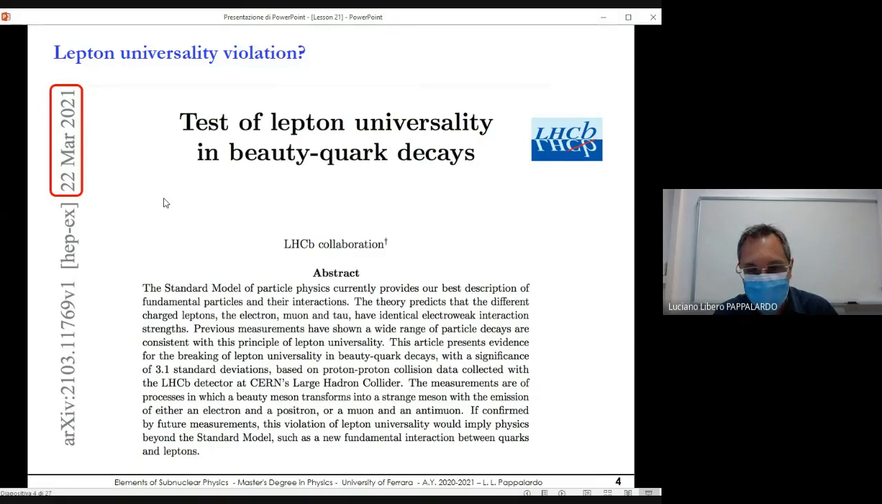Previous measurements have shown that a wide range of particle decays are consistent with this principle of lepton universality. However, these articles present evidence for the breaking of lepton universality in beauty quark decays with a significance of 3.1 standard deviations. So 3.1 standard deviations is not far from 5 standard deviations, where you can claim discovery, but it is a level where you can claim evidence. So it can still be a statistical fluctuation, but it can also be something new.